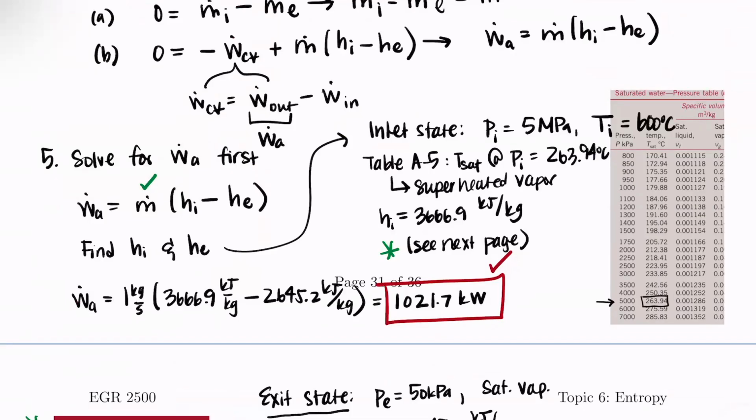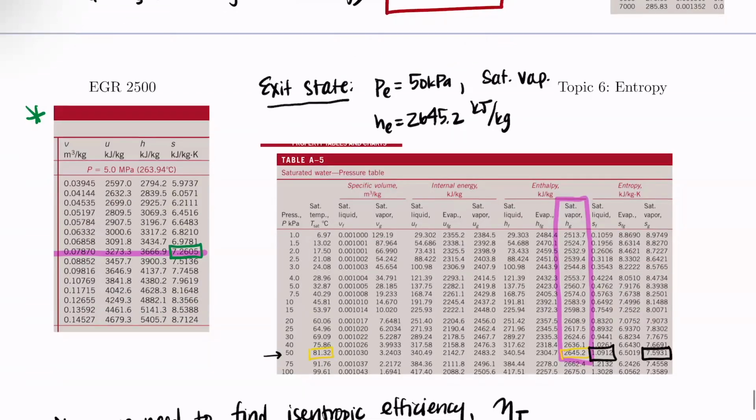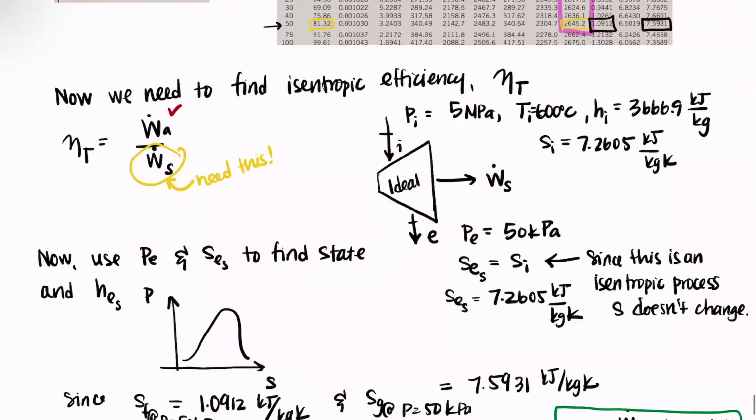It's a superheated vapor. So I went to our superheated vapor table and went to the pressure cell for 5 megapascals. So that's over here with the green star. Originally we were just looking at enthalpy, so I just grabbed that H value, but we could also grab the entropy at the same time. Does that make sense? Yeah. Cool. Other questions? No? A little tedious, but not too bad.